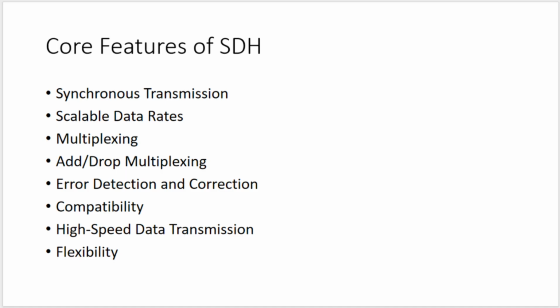So we come to the core features of SDH. The first one is synchronous transmission. All data streams are synchronized to a single clock source, ensuring precise timing and reducing delay. And the second is scalable data rate. SDH supports a range of data rates starting from STM-1, which is 155 megabit, and scaling up to 40G, and STM-256, or higher in modern implementations.